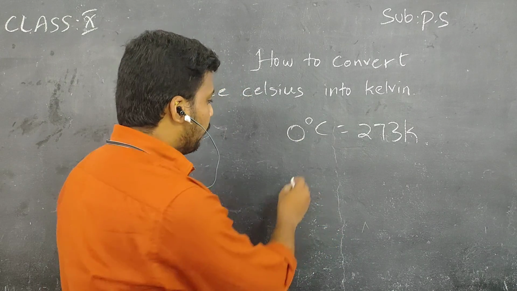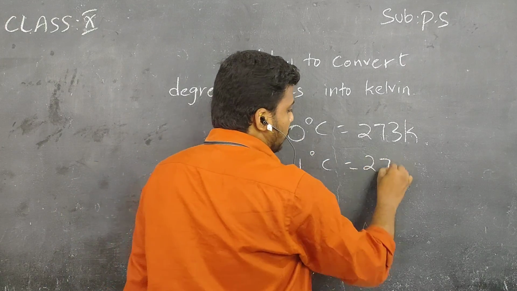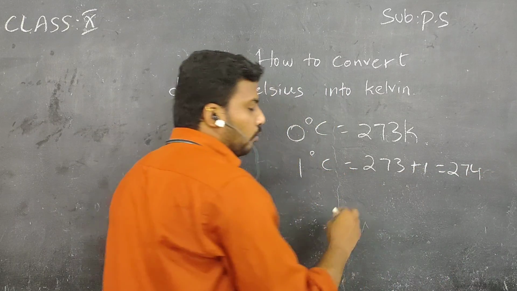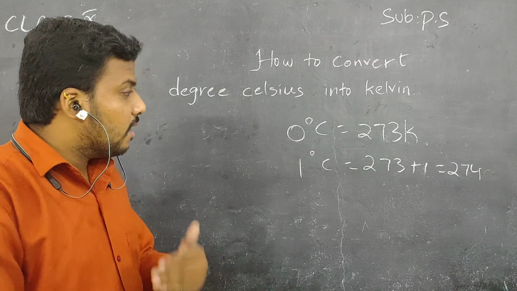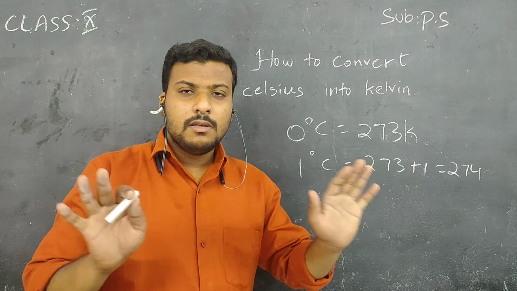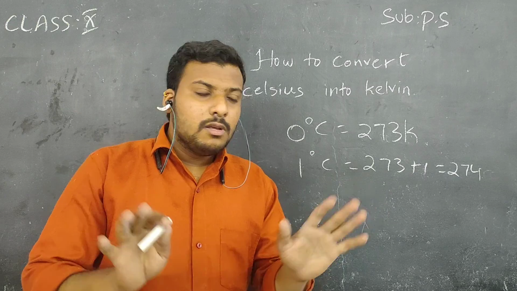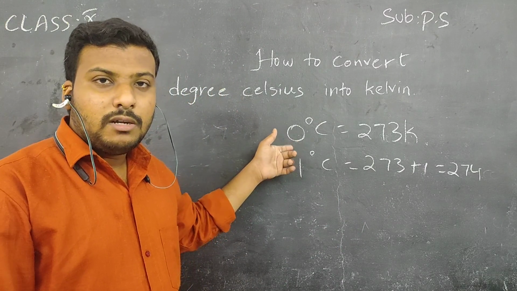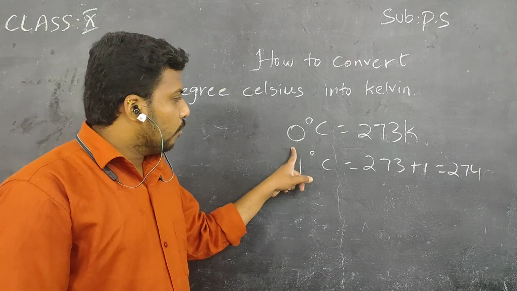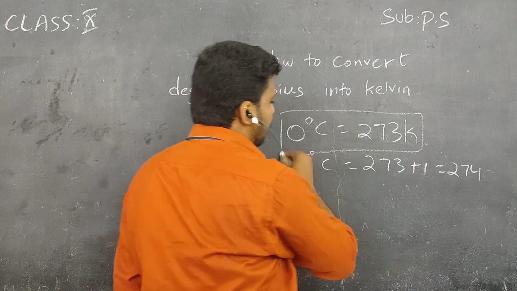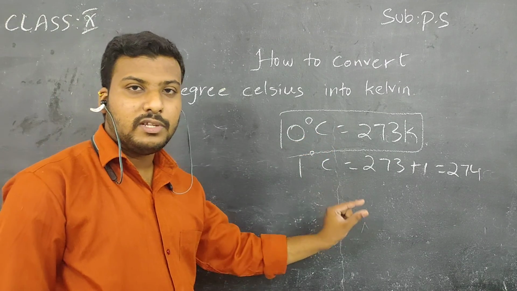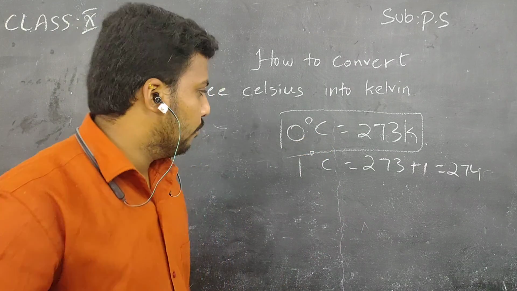If it is 1 degree Celsius, then 273 plus 1, what will you get? 274. 2, 3, like that you have to add. But 0 degrees Celsius equal to 273 Kelvin, constant. Constant means fixed. 0 centigrade is nothing but the freezing point of water. Understand, children? Note this point, very important. 0 degrees centigrade equal to 273 Kelvin. That's the reason we have taken 273 Kelvin as a constant temperature value.